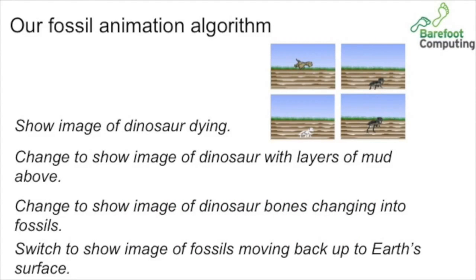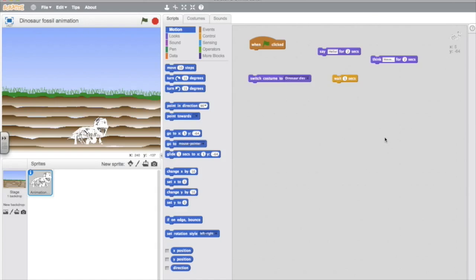In this activity, pupils create an animation of a dinosaur fossil being formed in Scratch. But before they do that, the first thing they do is write the algorithm for their animation. Pupils then implement their algorithms as programs in Scratch as they create their animations.